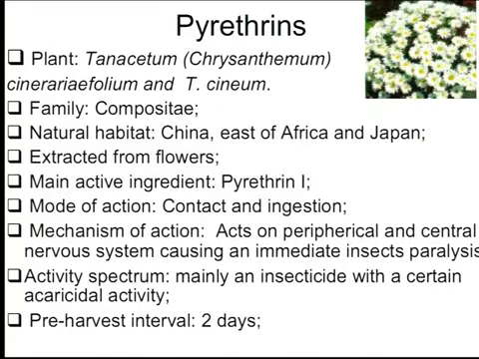Pyrethrins. This is another one from the chrysanthemum. They sell them in the stores. It has been already synthesized. There are synthetic pyrethrins available. This is an extract from the flowers. The main ingredient is pyrethrin 1. Contact again. The mechanism of action acts on the peripheral and central nervous system, causing an immediate insect paralysis.